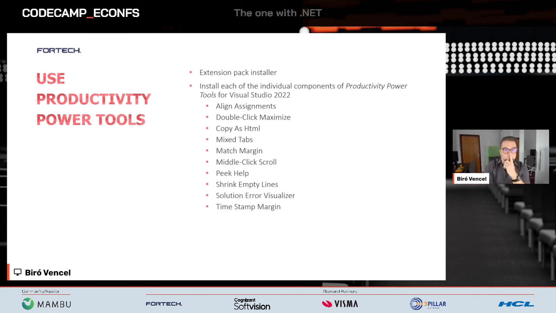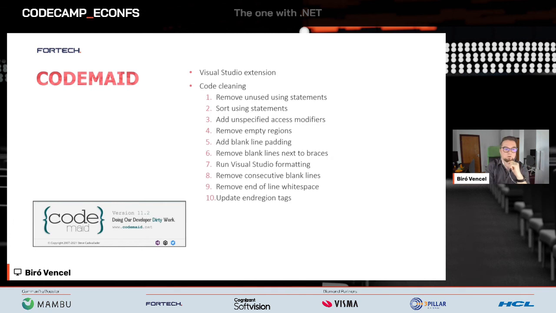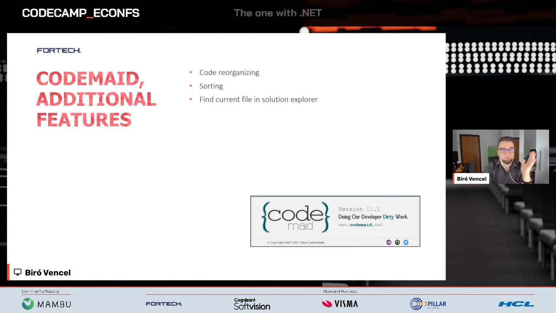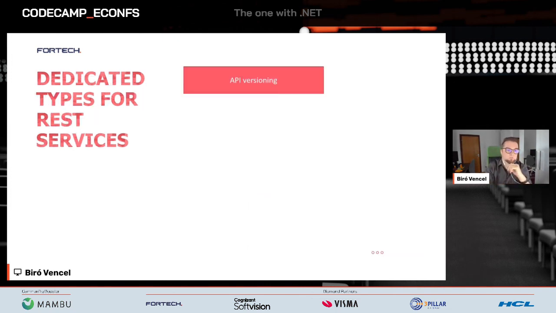I will jump over this. This is basically me recommending Productivity Power Tools, an extension for Visual Studio, and also recommending CodeMaid for Visual Studio. We could not live without it. This extension helps us reorganize and arrange our code in a uniform way. This eliminates the discussions during code reviews and the mental effort that would have been invested if the code were manually organized.